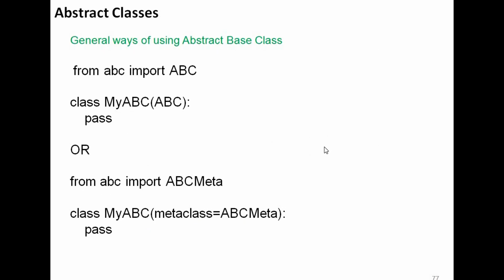Next, these are the general ways of using abstract base class in Python. So these are two ways of using abstract base class. We know small abc is a module and capital ABC is a class. Now whatever class we are going to write, we have to write derived from this capital ABC. Instead of capital ABC, we can use another abstract base class which is known as ABCMeta. We can use any one of these ways for implementing abstract base class in Python. This concept we are going to see using an example.